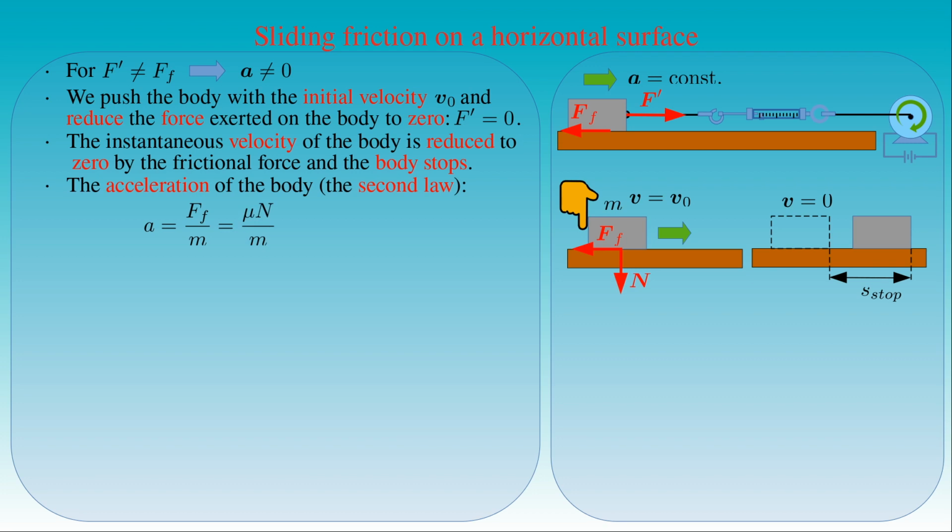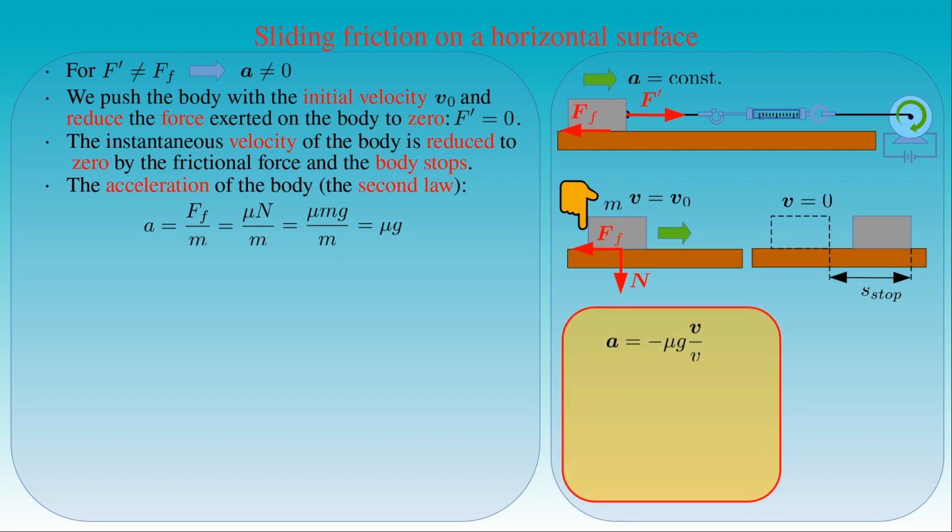Since the normal force N is equal to the weight of the body, we can write the magnitude of the acceleration as the ratio of mu times the mass m times the magnitude of the gravitational acceleration g, divided by the mass m. Then we obtain the coefficient of the sliding friction mu times the magnitude of the gravitational acceleration g. Therefore, the acceleration A and the velocity v of the sliding body point in the opposite directions, and the magnitude of the acceleration is given by the coefficient of the sliding friction mu times the magnitude of the gravitational acceleration g.